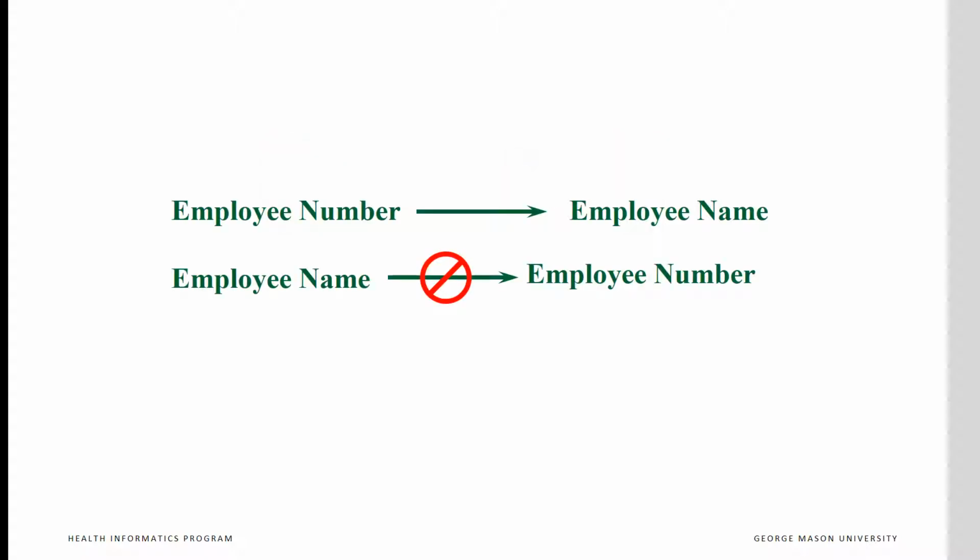For example, we could say that an employee number functionally determines the employee name. This is the same as to say if we know the employee number, we will know his name. The reverse is not true. Knowing an employee name is not sufficient for guessing the employee number. So employee name is functionally dependent on employee number, but not vice versa.